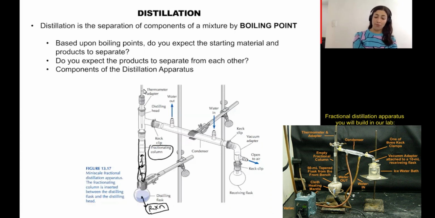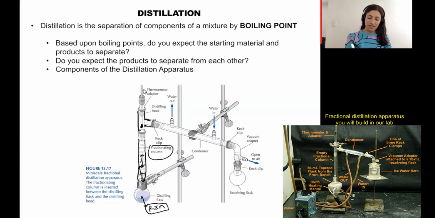We place a thermometer at the top of the fractionating column with the tip shown here, sort of at the entry point to an attached condenser. And this will allow us to measure the temperature of the vapor as it reaches this top part of the column. Okay. The thermometer is placed in a T-shaped adapter.